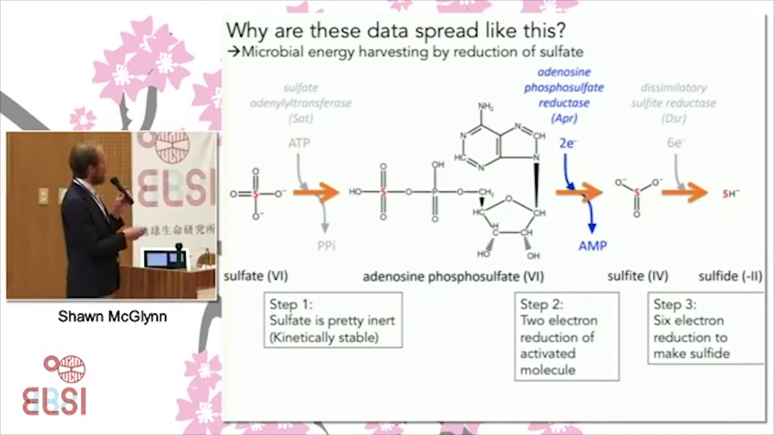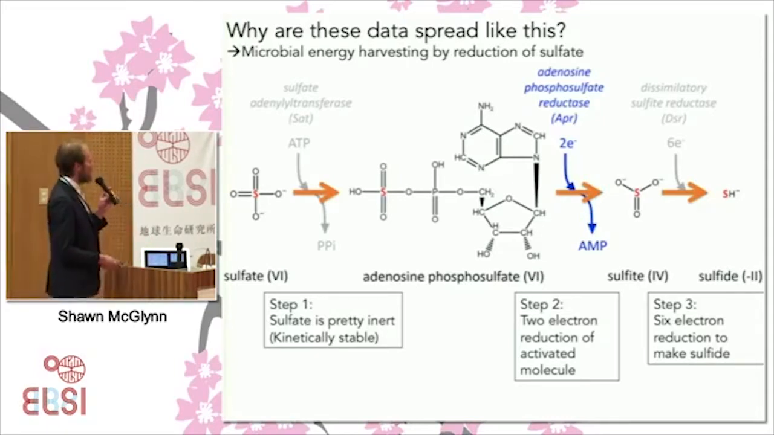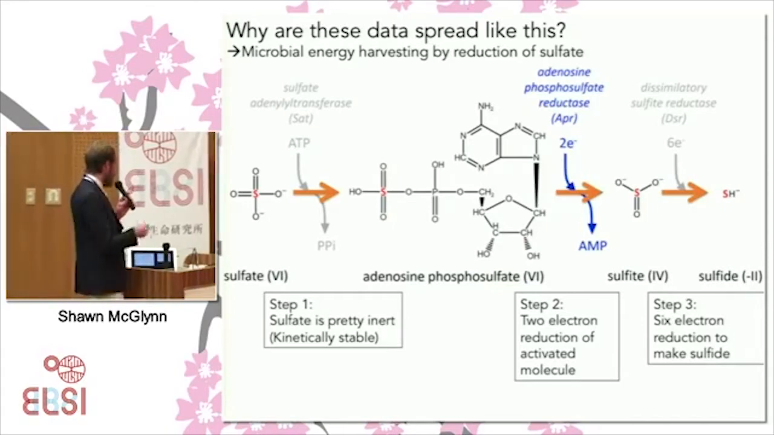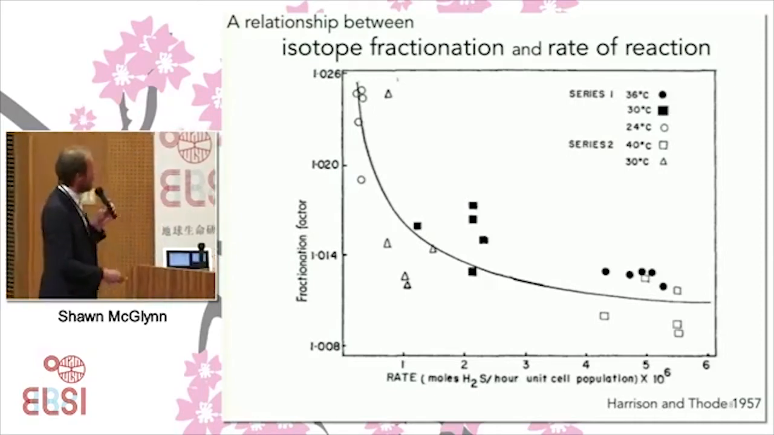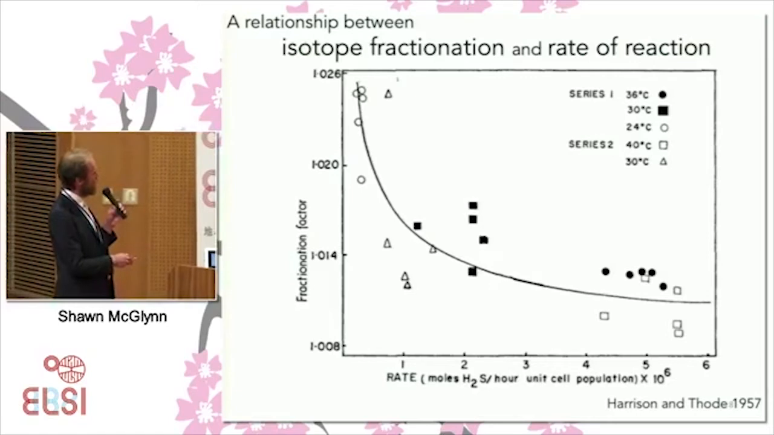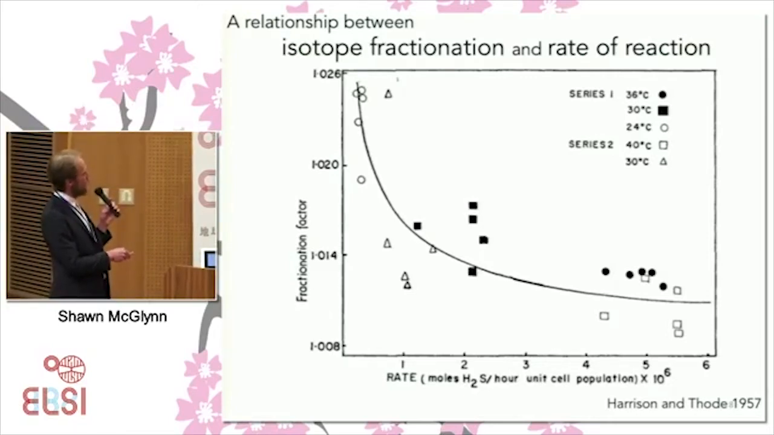So this is the pathway, or a very simplified version of microbial sulfate reduction. The process of breathing on sulfate: step 1 is to overcome this kinetic barrier and kind of power through that by using an ATP. The second step is a first 2 electron reduction, and the third step is this pretty awesome, I think, 6 electron reduction of sulfite. And for a long time, people have recognized that there's a pretty neat relationship between the extent of fractionation of sulfate-sulfide isotopes and the rate that these cells are growing.